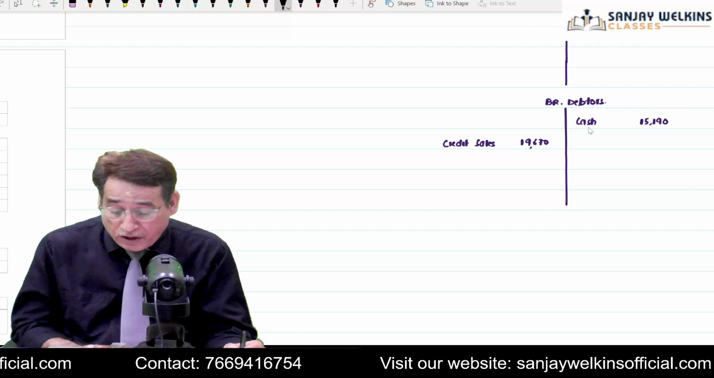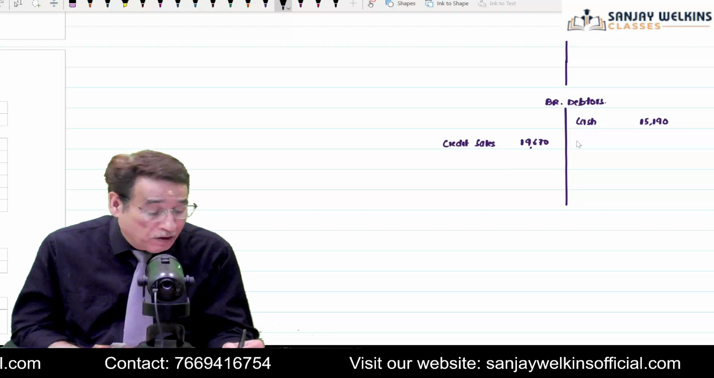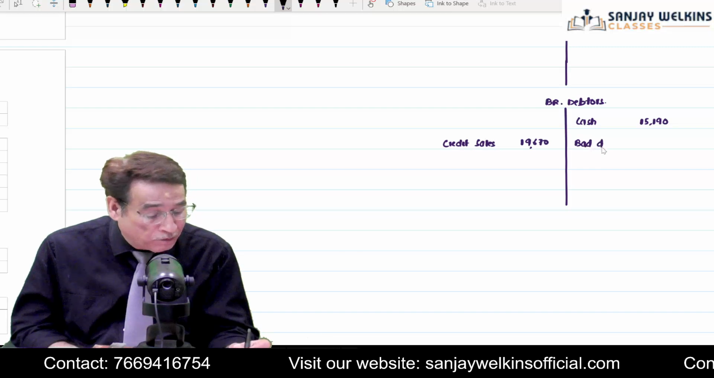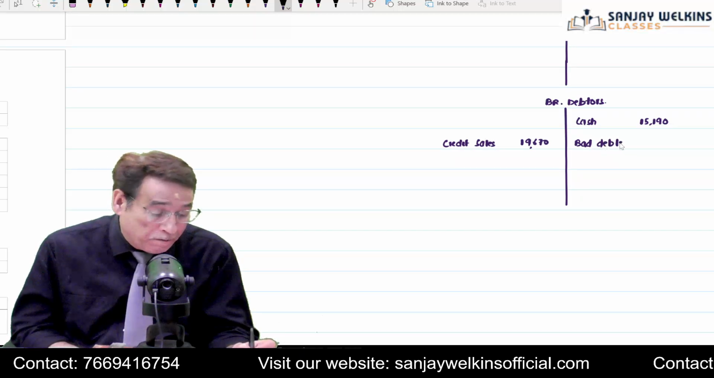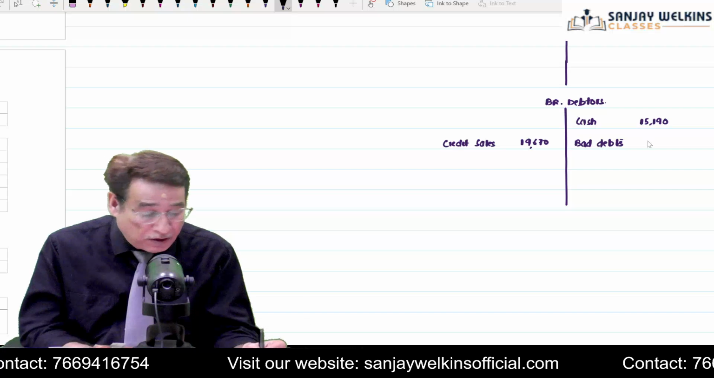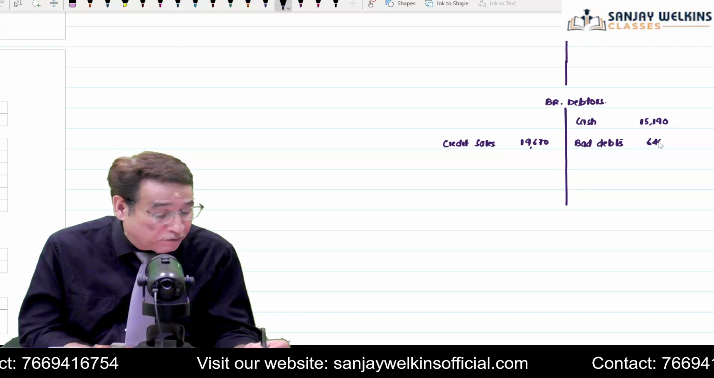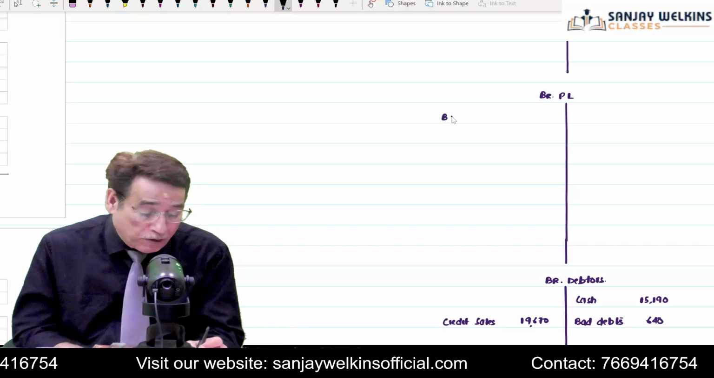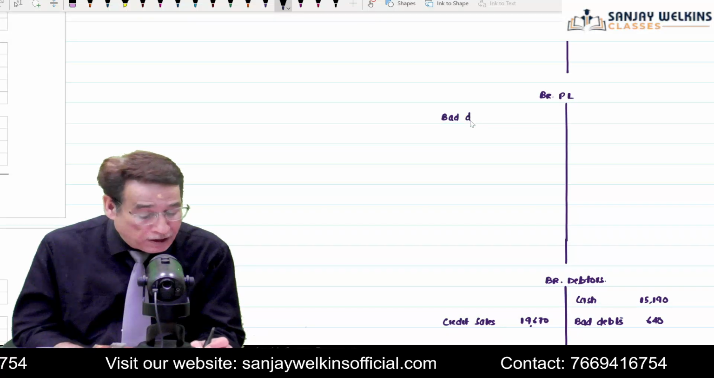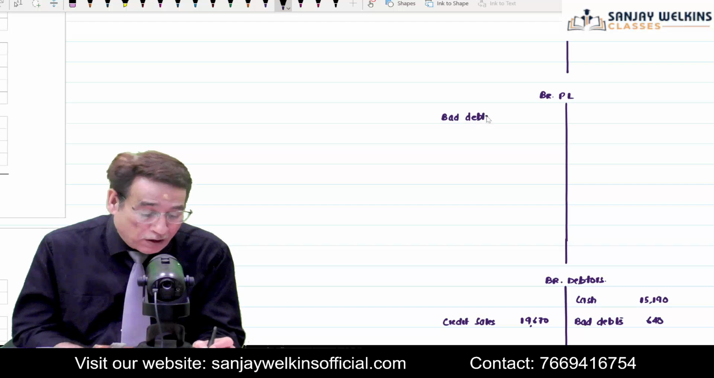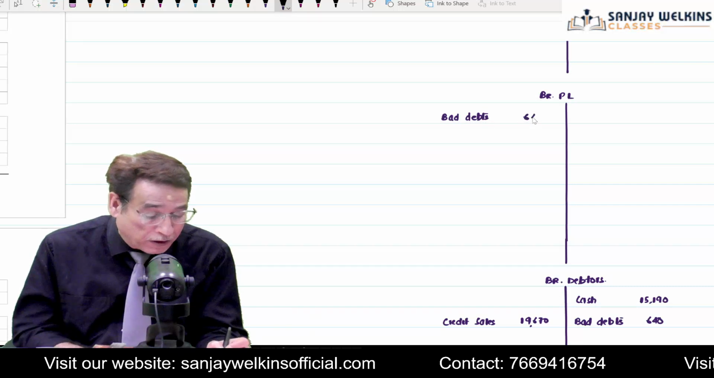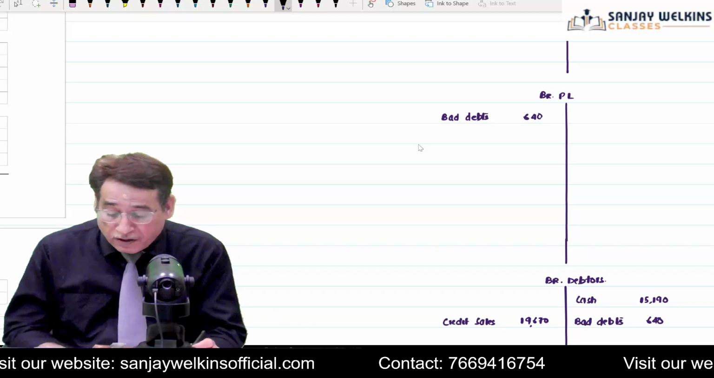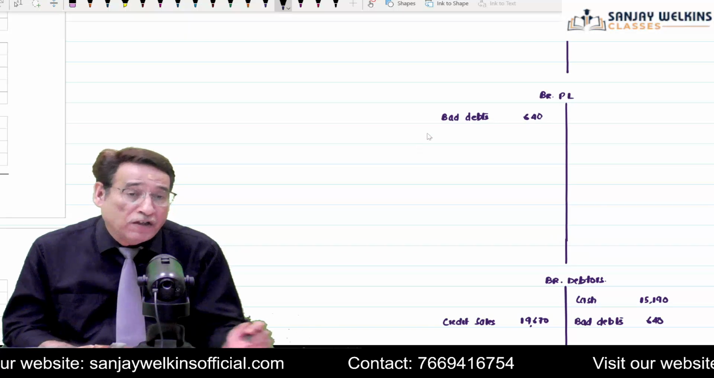Then the next item is debtors' balances written off as bad. So we will be writing here bad debts. That means some balances of the debtors have been written off as bad. So bad debts amount is 640, and I will be writing here 640. And bad debts is a loss to us, so we will put it on the debit side of the P&L account also. So bad debts 640 will be written here also, 640. Correct?